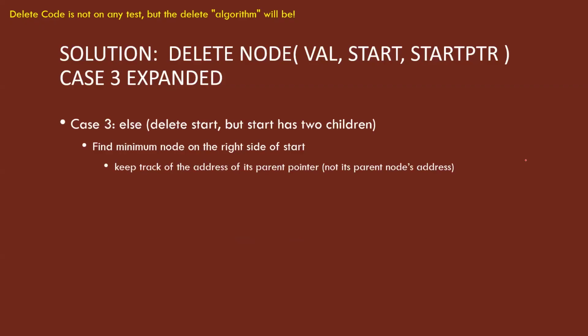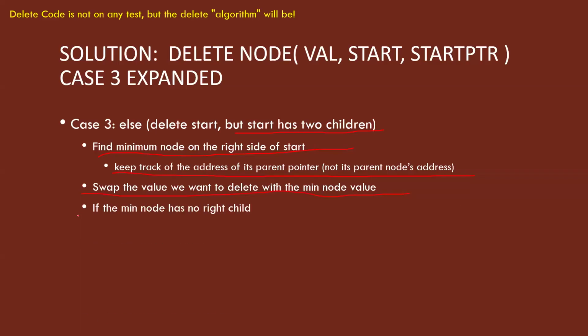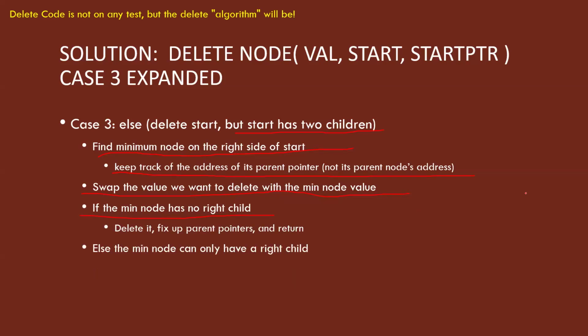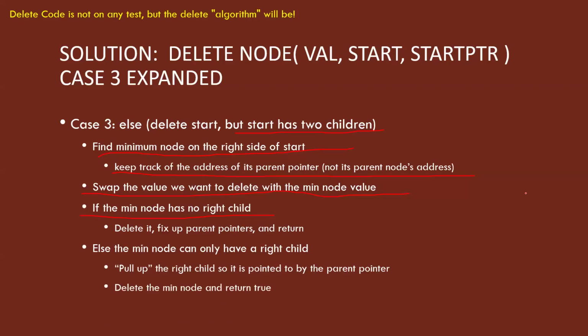The last part, case 3 expanded, is if we have to delete the start, right? This is where we find the minimum node. We keep track of the address of the parent pointer, swap the value. So we were just talking about that algorithm a minute ago. And if the minimum node has no left child, then we're going to go ahead and delete it, fix up the pointers, and return. Otherwise, the minimum node can only have one right child, and we're going to pull up the right child in that case. Okay. So a lot to digest there, but that's kind of a code flyover, if you will.